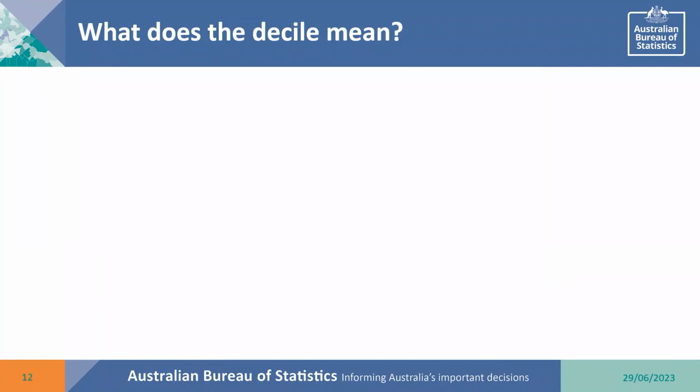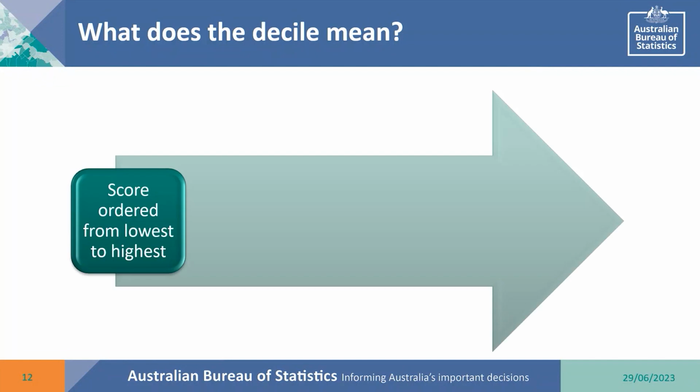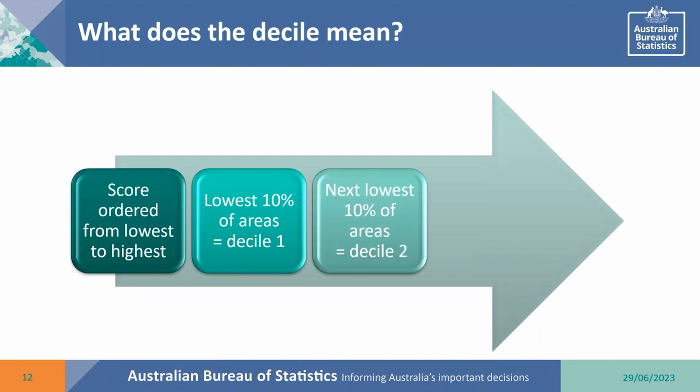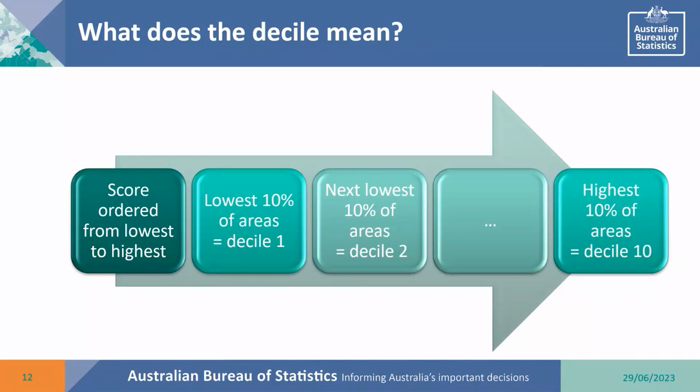Now, what do the deciles mean? To get the deciles, we start with ordering the list from the lowest to the highest score. The lowest 10% of areas are given decile number 1, the most disadvantaged. The next lowest 10% of areas are given decile number 2, and so on, up to the highest 10% of areas, which are given decile number 10, which is the most advantaged. This means that the areas are divided up into 10 equal size groups based on their scores.